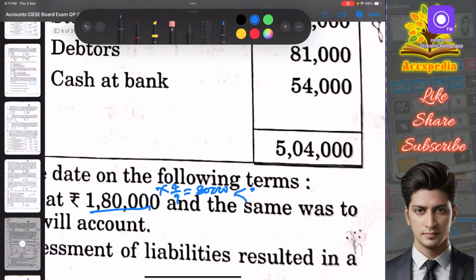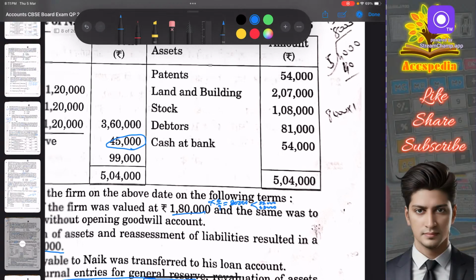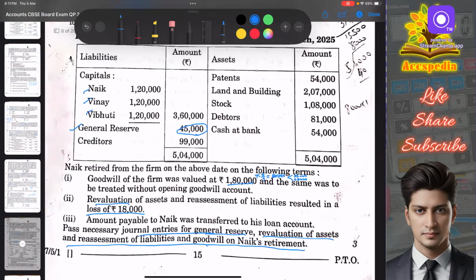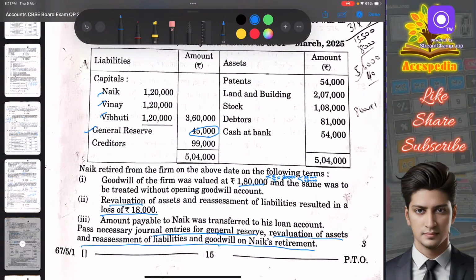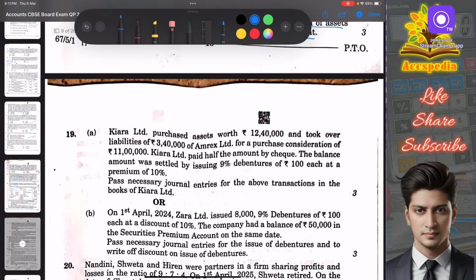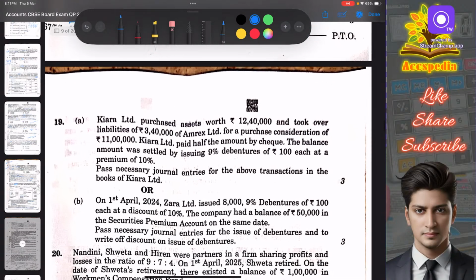16,000 into 2, 2:3, I said it, yes. Into 2, 32, into 3, 48. So debit 32,000 to Vinay, debit 48,000 to Vibhuti, and credit 80,000 to Naik. These are the 3 journal entries. Okay, 3 marks, 1 mark for each journal entry.